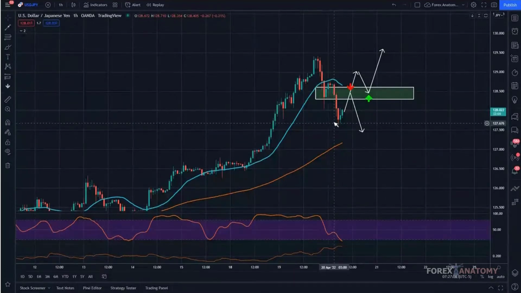But for the US dollar Japanese yen, we're going to wait for confirmation. We've got a plan A and a plan B. We don't want to just pull the trigger immediately. We want to wait for the market to clue us in on what's taking place in this particular yen cross. So yeah. All right.